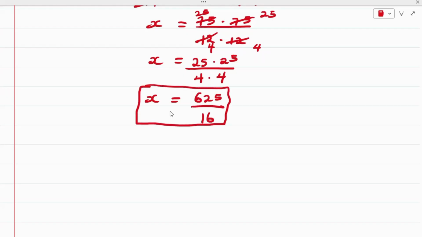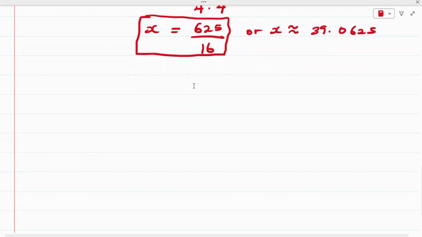You can easily divide this, so we have x to be approximately 39.0625. Alright, so we have this right here. So guys, what we want to do next is to simply verify to check if our answer is correct.